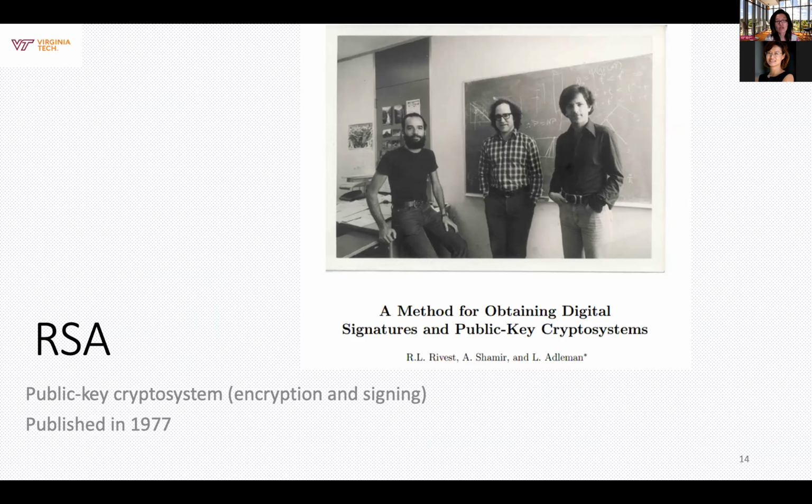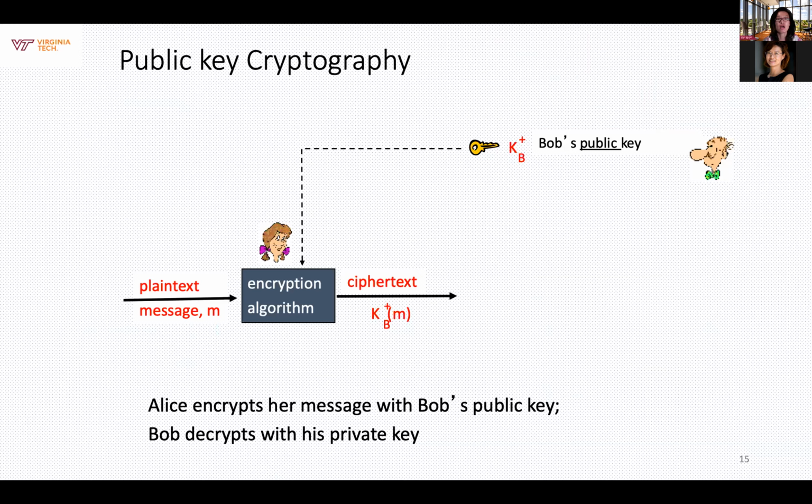So on the internet, of course, we all know that we use RSA, which was invented a year later than Diffie-Hellman key exchange by 3 computer scientists. It's public key cryptography. It has the encryption and digital signature scheme. And the idea is very similar.